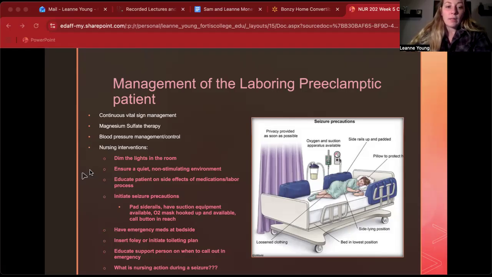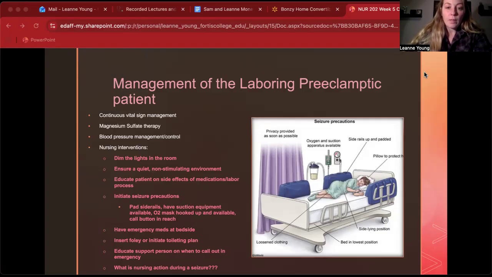So these seizure precautions are also things that we're going to use. We're going to pad the side rails, have suction equipment available. Their oxygen mask needs to be hooked up and available immediately, and then a call button in reach. We need to have emergency meds at the bedside.